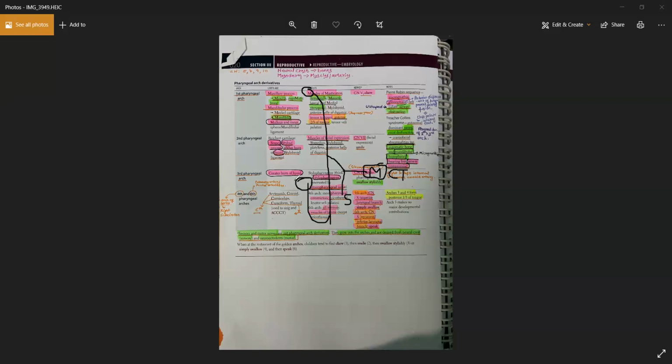Whenever there is damage to the superior laryngeal nerve, because this nerve lies in very close association with the superior laryngeal artery, while doing thyroid surgery, if you ligate this artery, you can also damage this nerve. If this nerve is damaged, you will get a loss of voice tone because this nerve supplies the cricothyroid muscle.